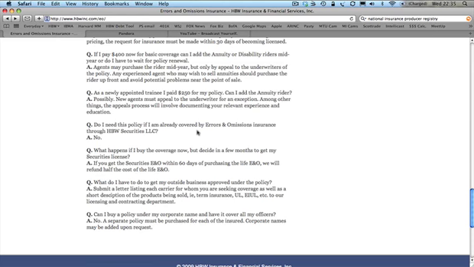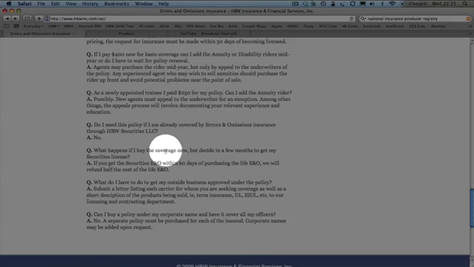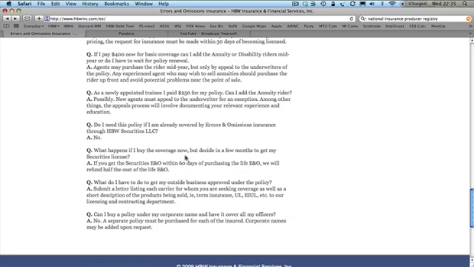This is the alphabet soup day. What happens if I buy the coverage now but decide in a few months to get my securities license? You've got 60 days. You can get a refund. So, if you get your securities license within 60 days of getting your life license, you're really cooking. I don't know very many people, if any, that have done that. It's usually within a year at the earliest. So, right now, focus on your life business and building your base shop. Get the E&O for that. We'll visit securities down the road.